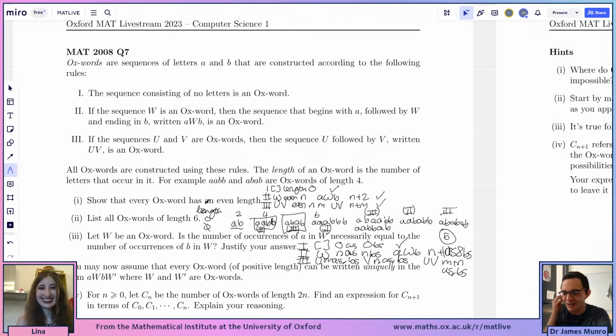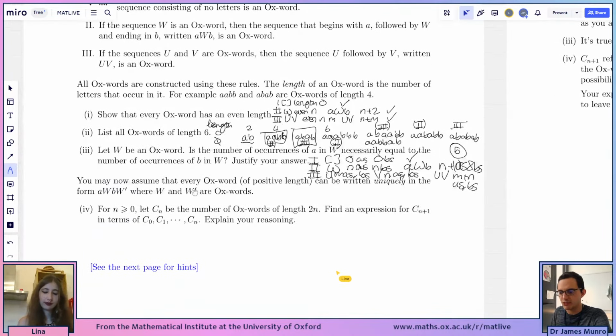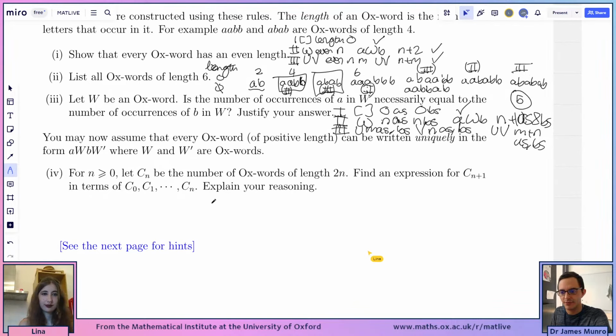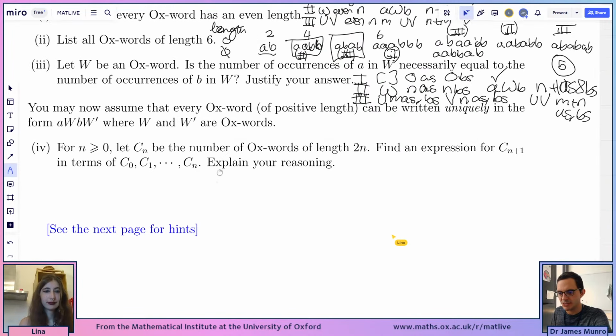Hypothetical part 3.5. Instead, part 4, which is talking about the number of Ox words of length 2n. Where am I going to zoom for this? I think I'm going to zoom in down here, like that. So we've got a load of space underneath.